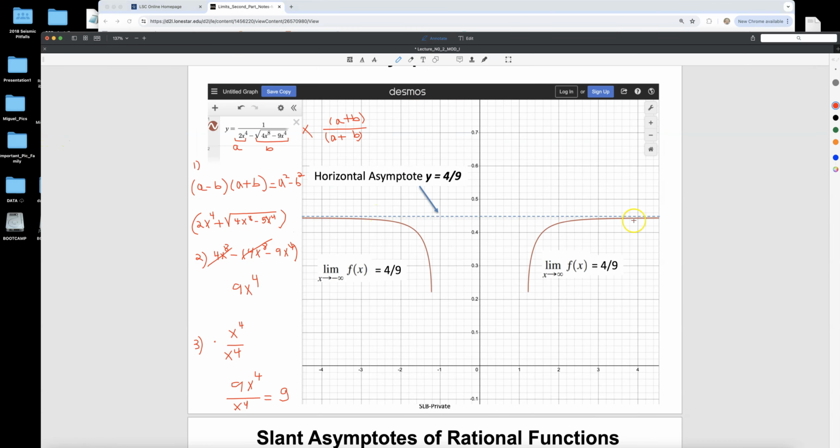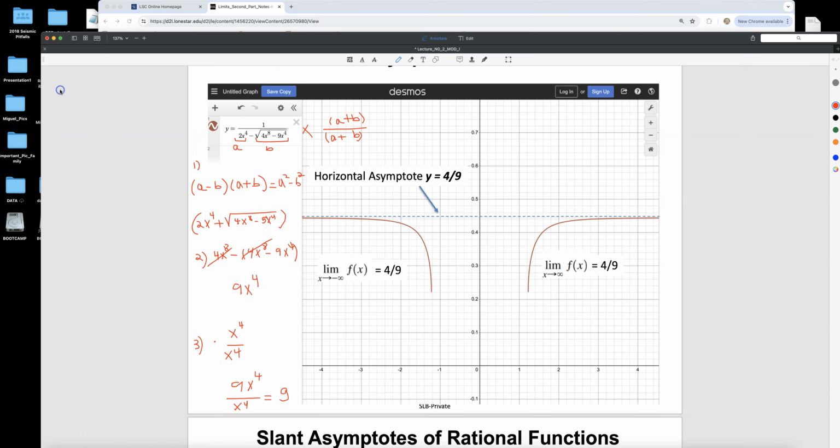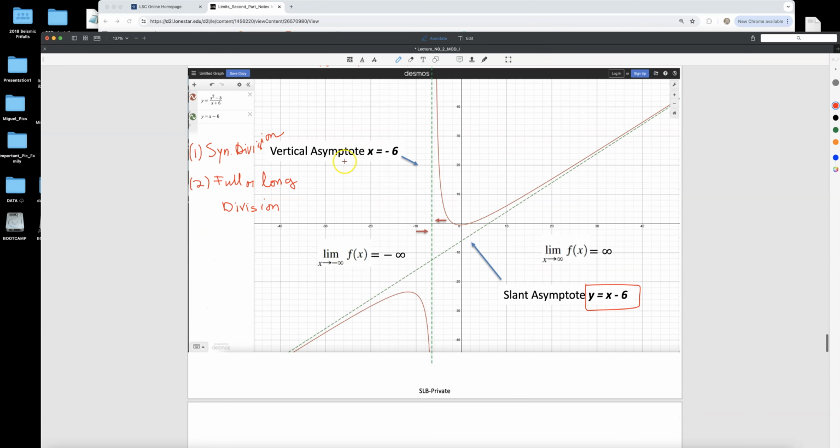Okay, exactly the same with the other one. Let me see what is the other one. In here, okay, for instance, for the example of the slant asymptote on page 70, try to show that y equals x minus something is the corresponding slant asymptote. So perform synthetic division of the rational expression. That's what I tell you in here for this particular example.